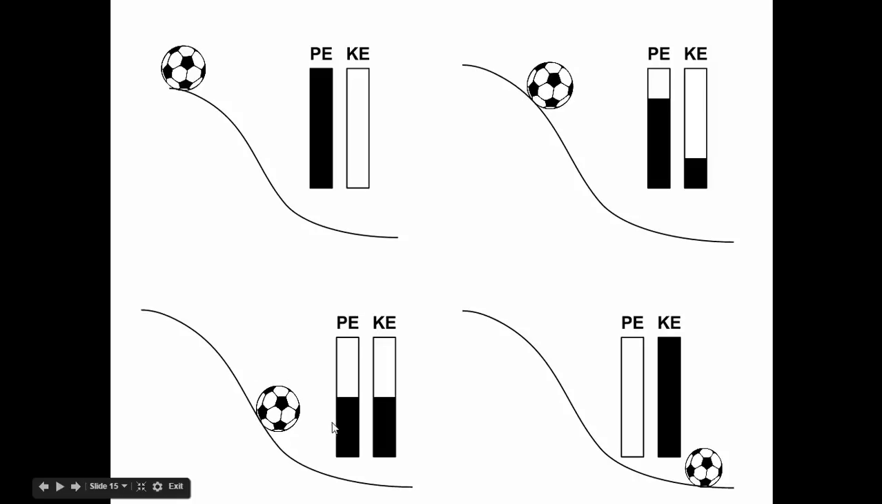The ball is halfway down the hill. Its potential and kinetic energy are both at 50%. And then we're at the bottom of the hill, so there's zero height, and the ball is moving, so now its potential energy is at 0, kinetic energy is at 100%.